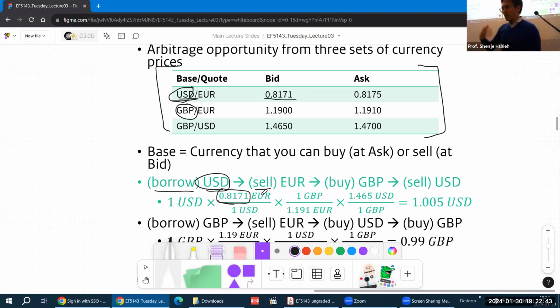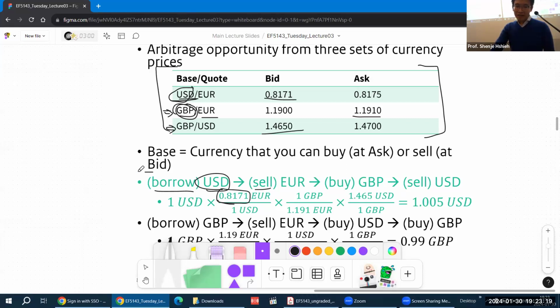After going to euros, we move on to pounds. Pound and euro is this quote. And because we have euros and the base is pounds, we're going to use euros to buy pounds. And when we're buying stuff, we have to buy expensive, right? So that's this quote. And finally, going back, we go from pounds to dollars. So here we are selling pounds for dollars because pounds is the base. And we can only sell pounds at the crappier price, right? The lower price, the bid price here. So that's why these numbers show up here.